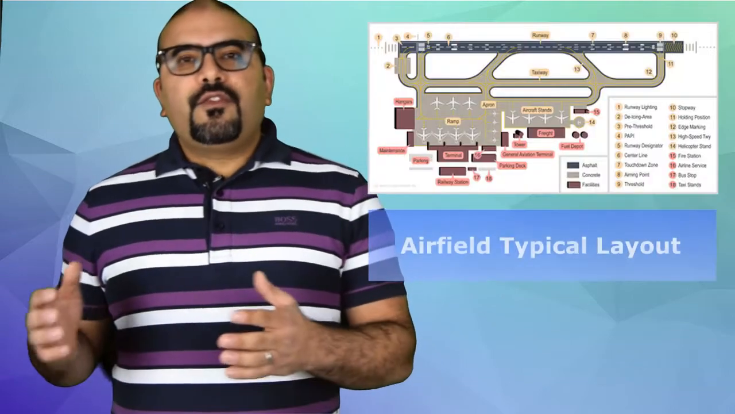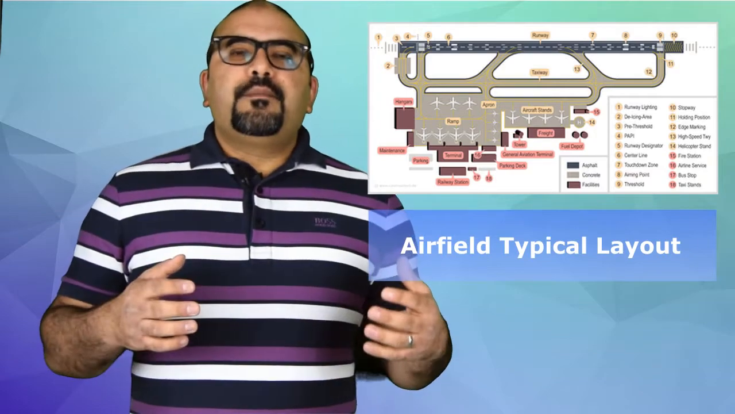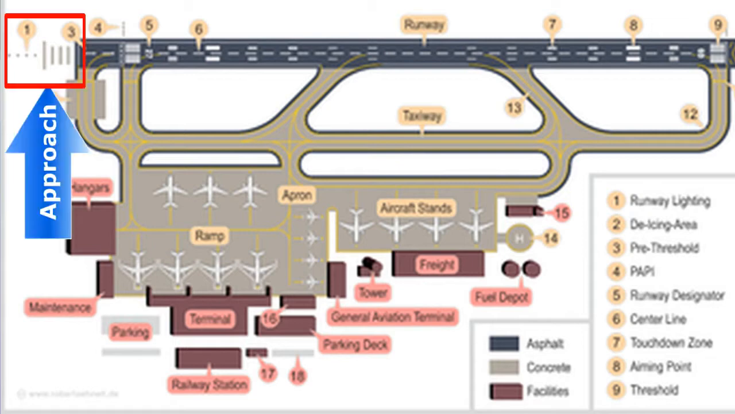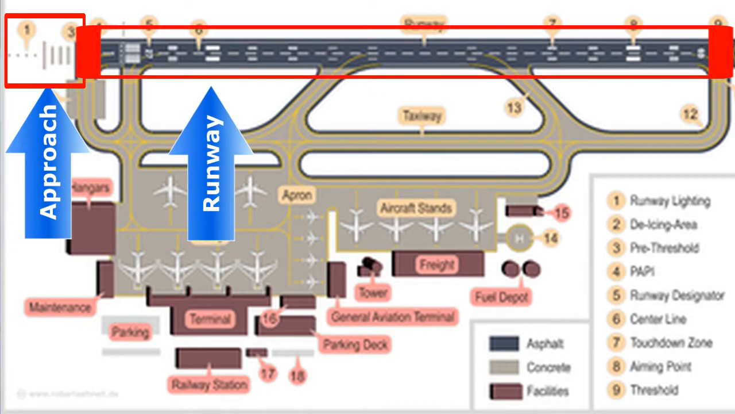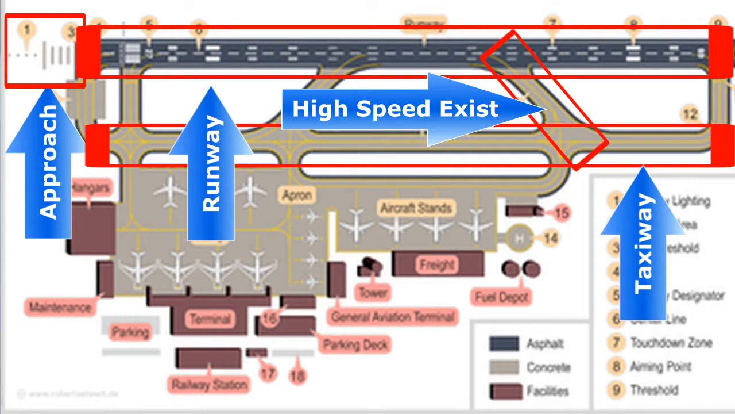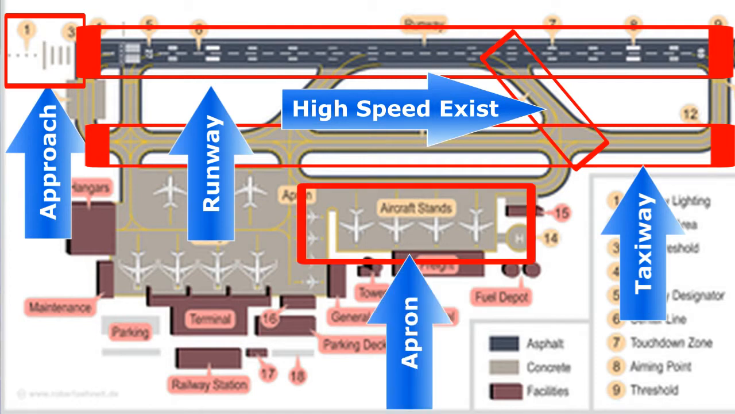To reach a better understanding of AGL purpose, we need to review an airfield typical layout. A typical airfield will consist of an approach area, followed by the runway, which is a paved area with physical characteristics designed to receive aircraft either for taking off or landing, high speed exits, which is a link between the runway and the taxiway itself, which is again a paved area with some specific physical characteristics to allow the aircraft to roll until reaching the apron, which is the parking area of the aircraft.